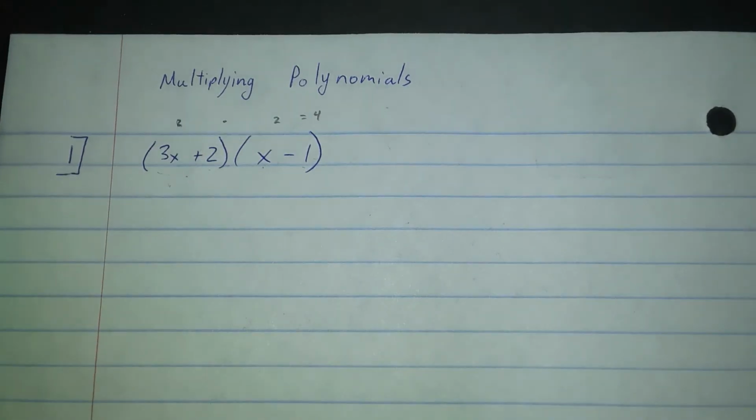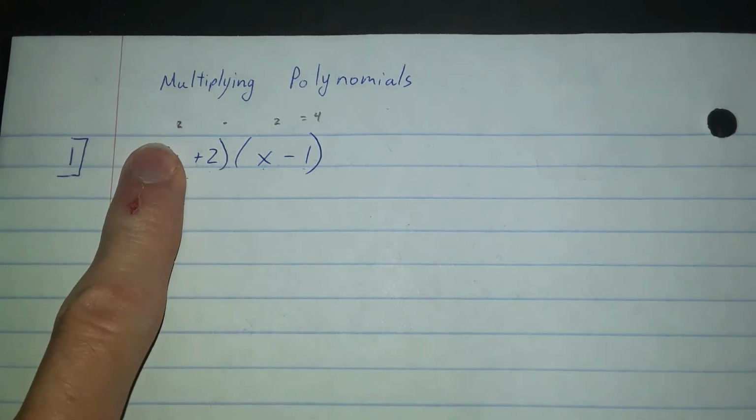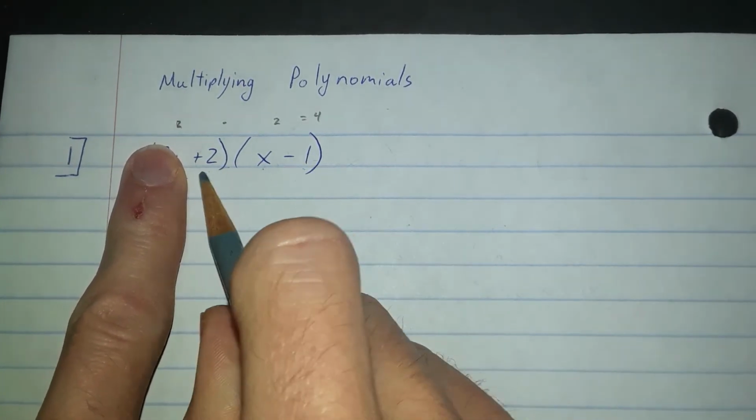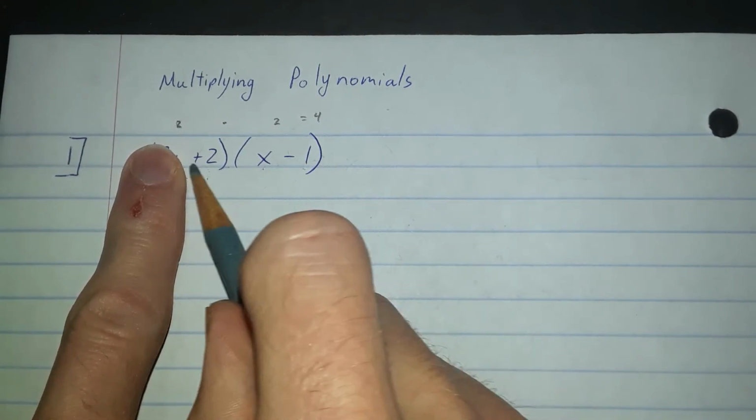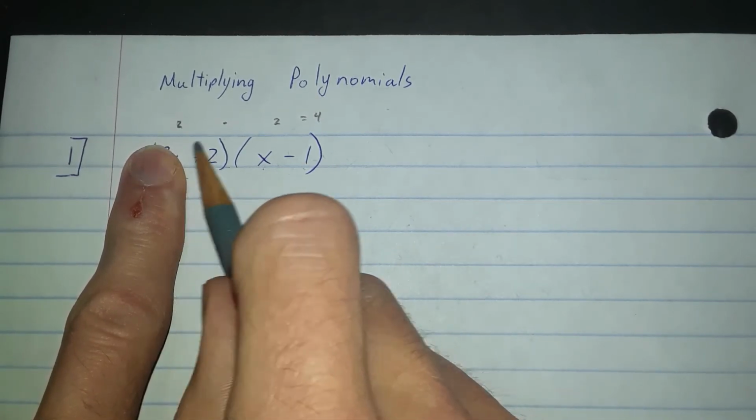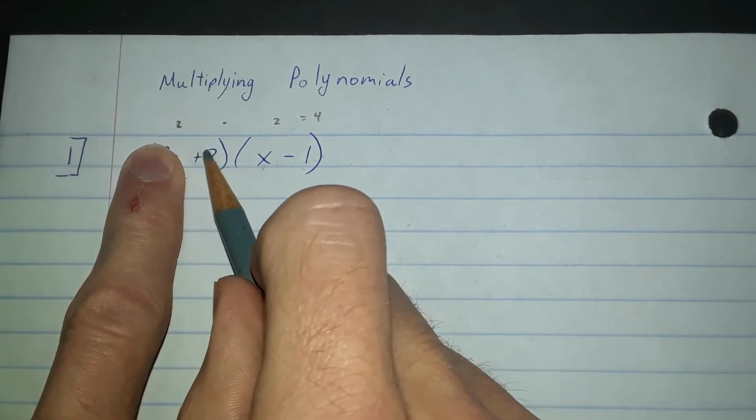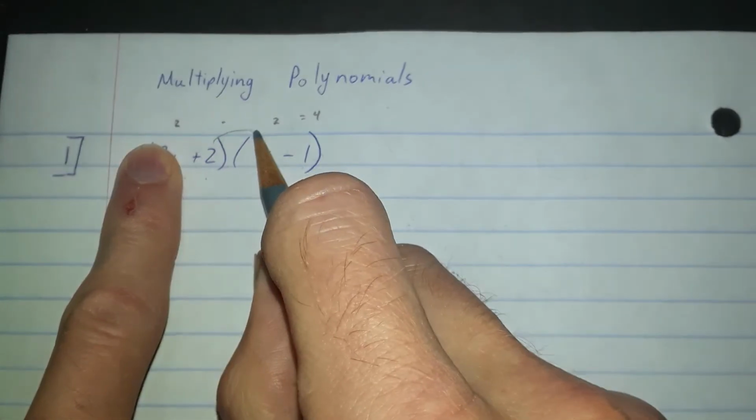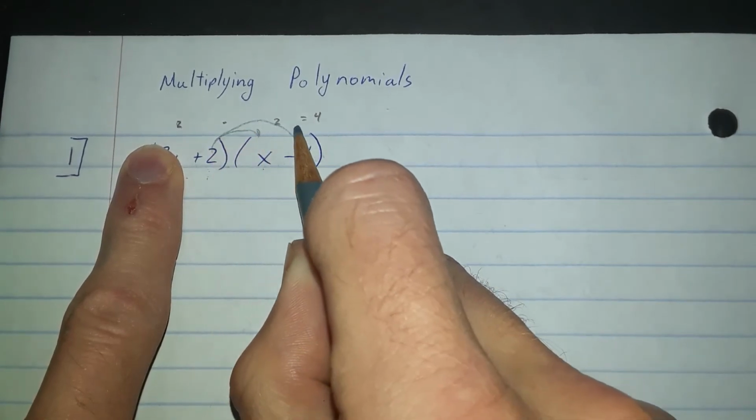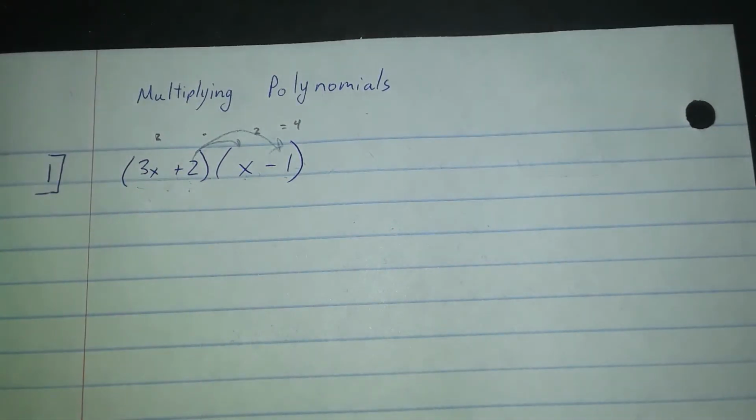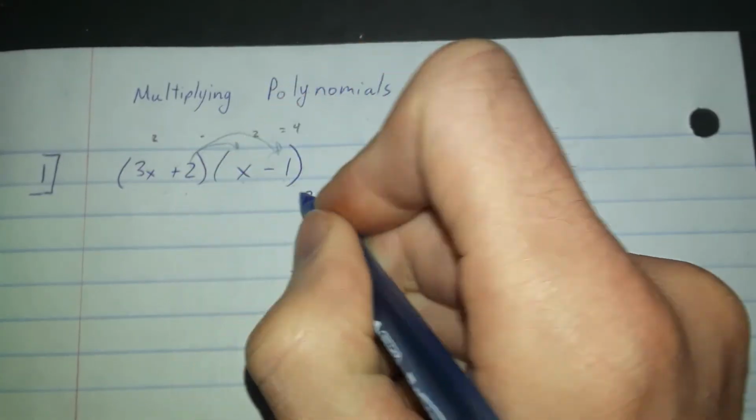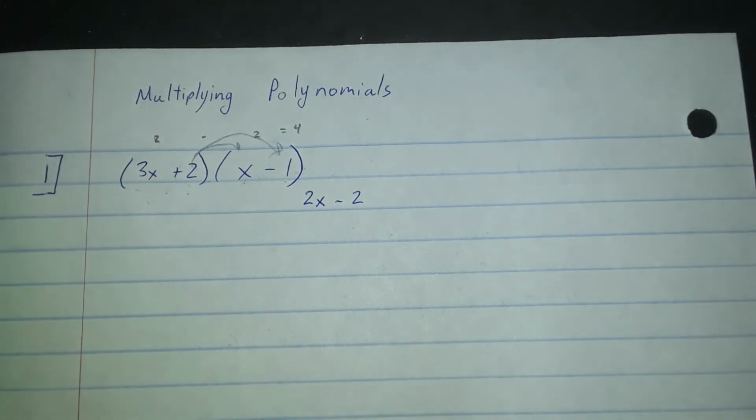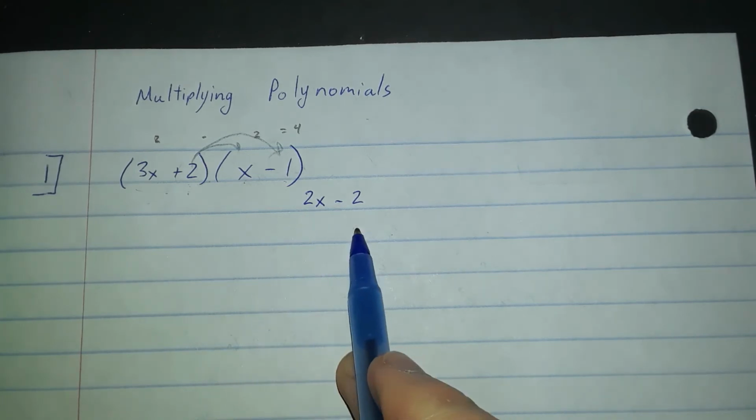So the first thing that I want to do is look at this very first term and just do the distributive property of 2 over this set of parentheses. So I'm just taking my finger and covering up one term and ignoring it. And then I'm going to look at multiplying 2 times this and then 2 times this. So 2 times x is 2x. 2 times -1 is -2. So these are my first two terms.